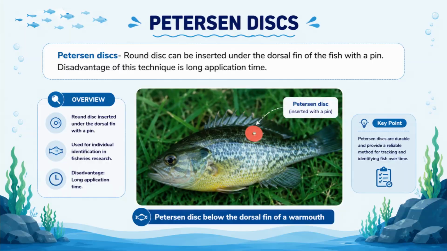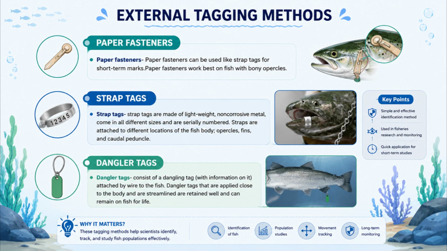Paper fasteners are used similarly to strap tags for short-term marking studies. These tags work best on fish that have strong and bony opercles, which help hold the tag securely in place. Because they are simple and inexpensive, paper fasteners are useful for temporary identification and short-duration fisheries research.